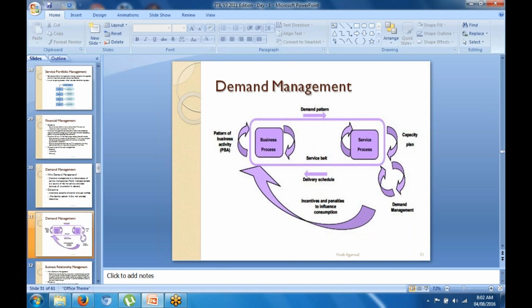You have a delivery schedule, you know that this many tickets are coming to offshore, and you prepare a shift roster on a daily basis. We have 3 shifts: morning, afternoon, and night. And then you do demand management. That is nothing but demand management. Okay, I think we will stop here for today.